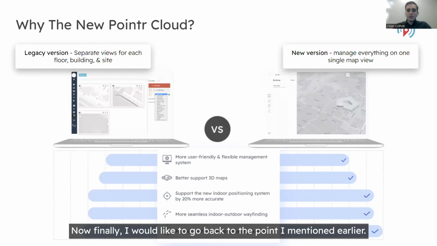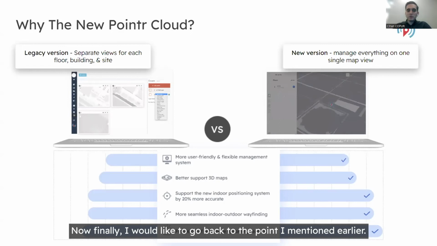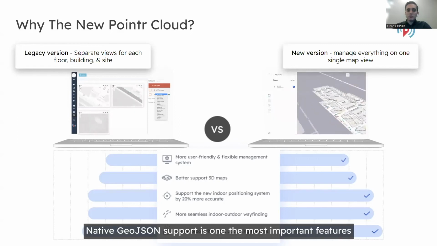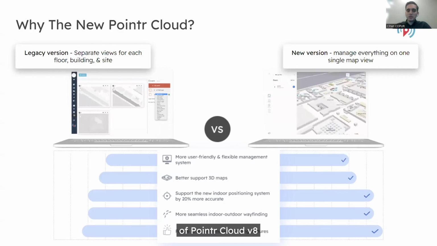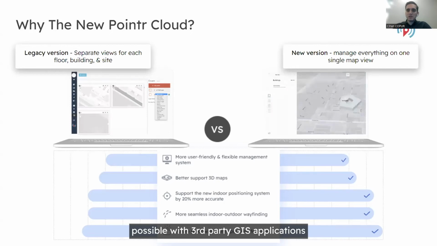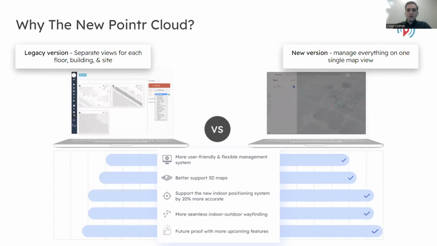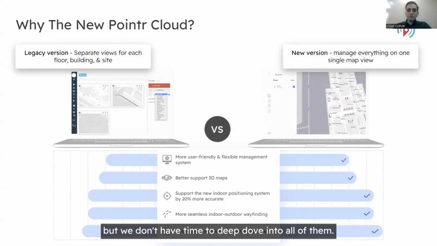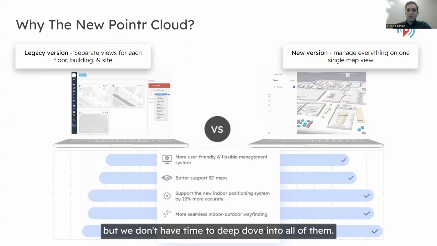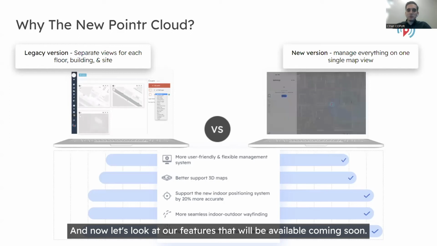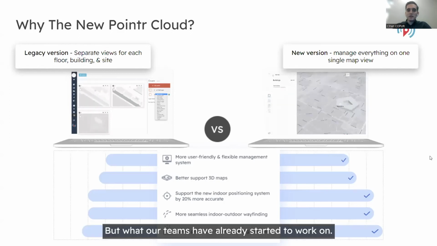And finally, I would like to go back to the point I mentioned earlier. Native GeoJSON support is one of the most important features of Pointr Cloud version 8 that makes most of the integration possible with third-party GIS applications. There are lots of outstanding features on the new Pointr Cloud, and we don't have time to deep dive into all of them. And now, let's look at our features that will be available coming soon, which our teams have already started to work on together.